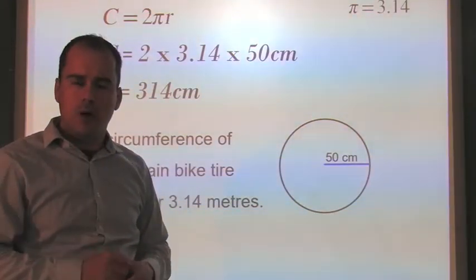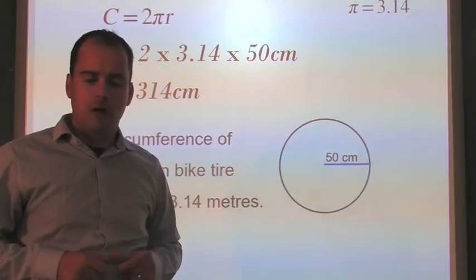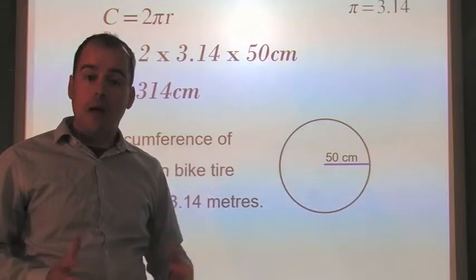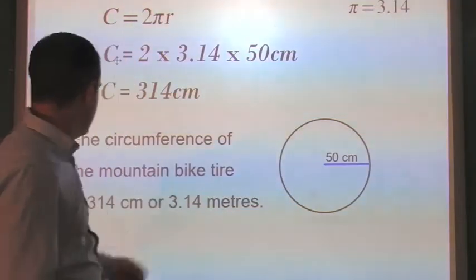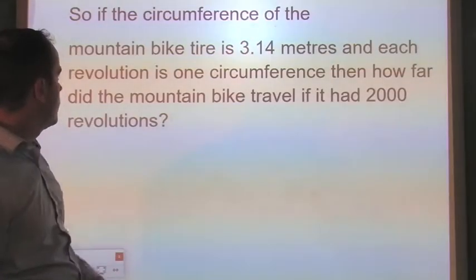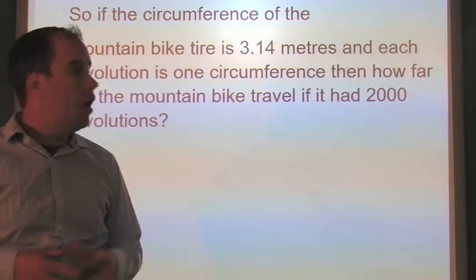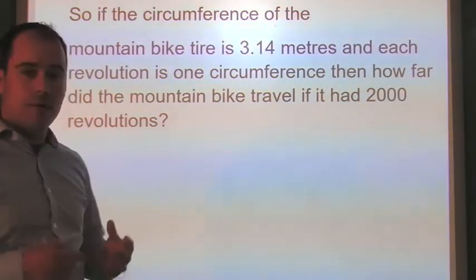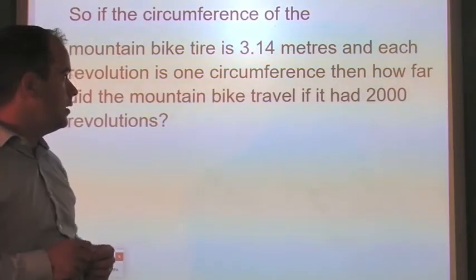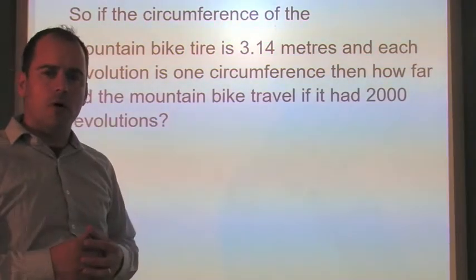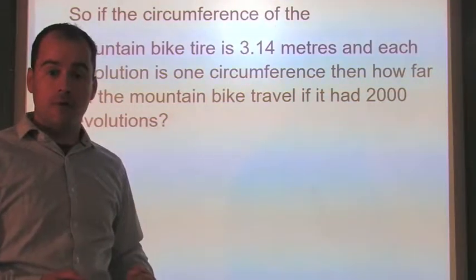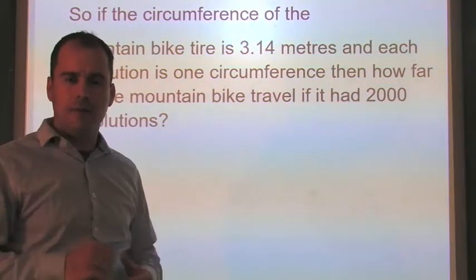Now remember the original question? You were having trouble looking at your bike screen and it said 2,000 revolutions. Well, now we can figure it out. This is what we need to do. If the circumference of the mountain bike tire is 3.14 meters and each revolution is one circumference, then how far did the bike travel if it went 2,000 revolutions? Let's see if you can figure that out.